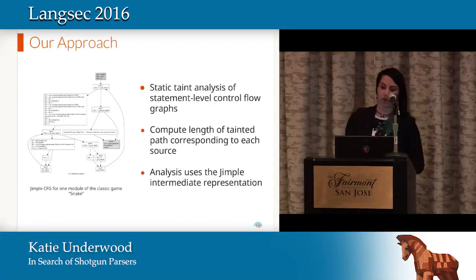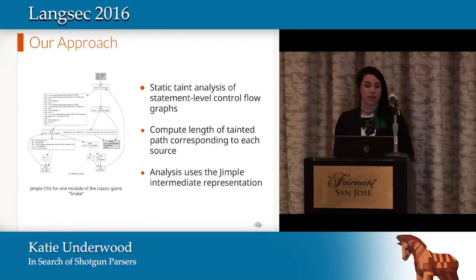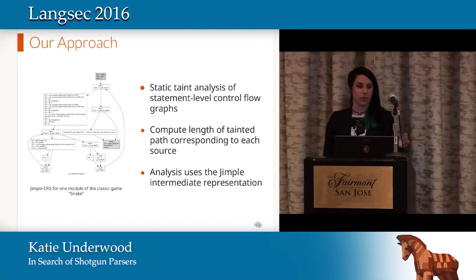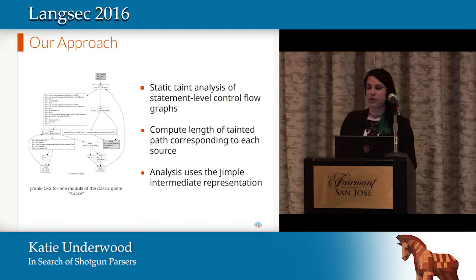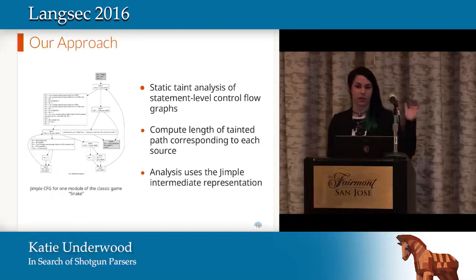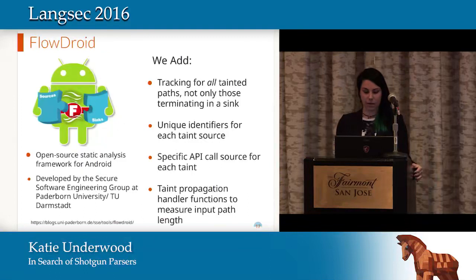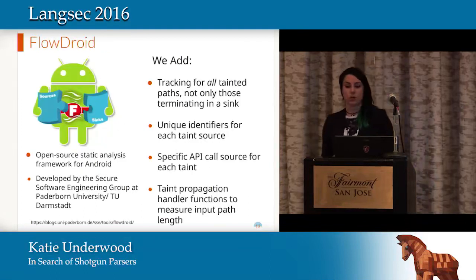So again, our approach was based on static taint analysis of statement level control flow graphs. And what we wanted to do was compute the actual path length associated with each source of taint into a given application. And our analysis used the Gimple intermediate representation, which is a representation that sits between Dalvik bytecode and source level Java in terms of complexity. So we built our analysis on top of FlowDroid, which is an open source static analysis framework for Android.